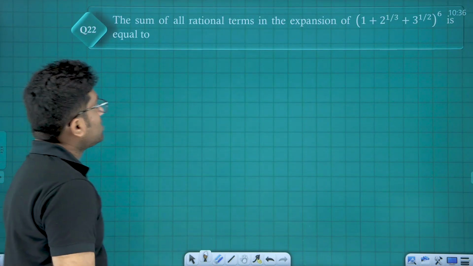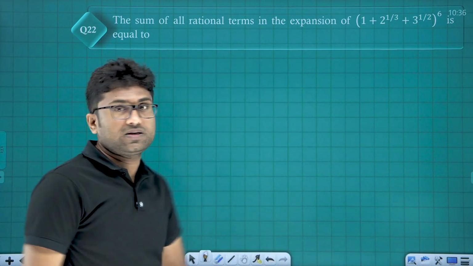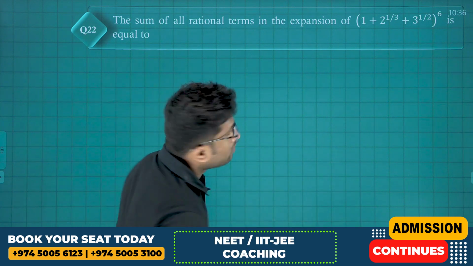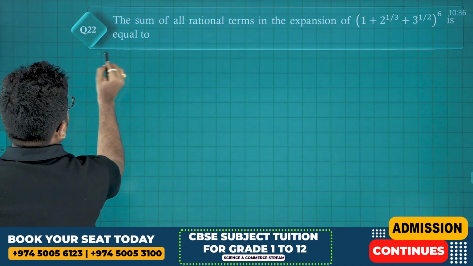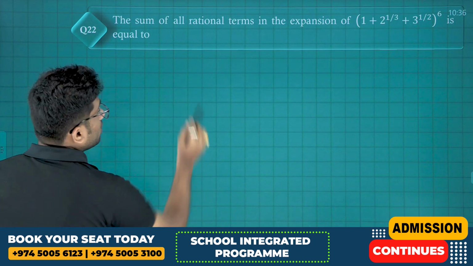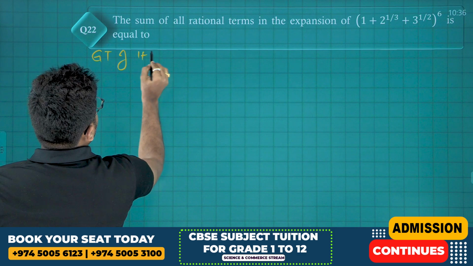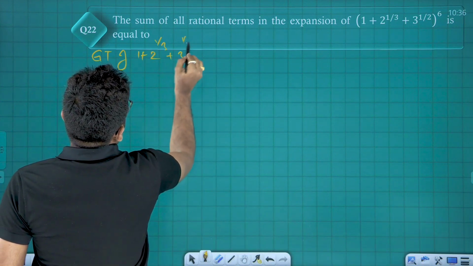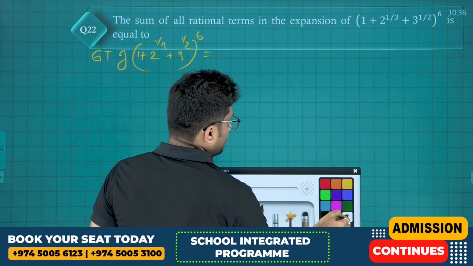The sum of all rational terms in the expansion of 1 plus 2 power 1 by 3 plus 3 power 1 by 2, whole power 6. From the multinomial theorem, friends. First, we can write the general term of this expansion, the general term of 1 plus 2 power 1 by 3 plus 3 power 1 by 2 whole power 6, is equal to what?